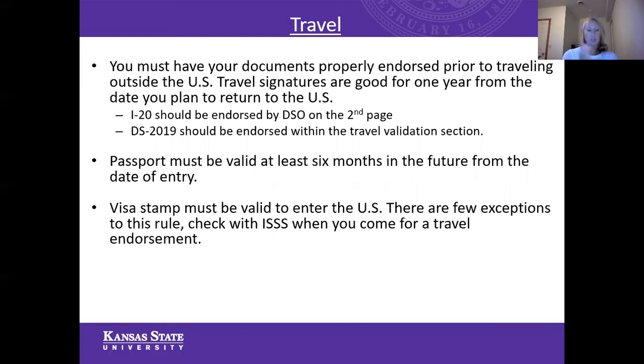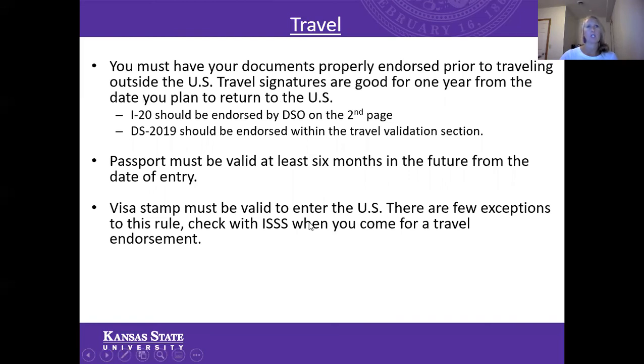So this information talks about traveling. There's some things that you need to consider. You must have your documents properly endorsed by ISSS in order to travel and then re-enter if you're traveling outside of the United States. So the I-20 we sign on page 2. On the DS 2019, there's a small box in the bottom right-hand corner. Your passport must always be valid 6 months into the future from the date that you enter.